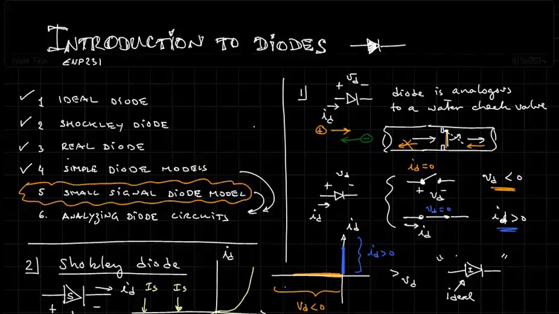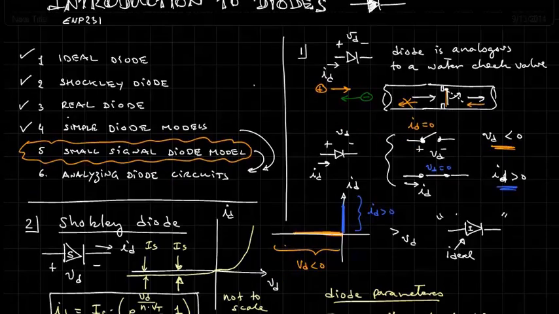It's assumed that you already are familiar with the Shockley diode equation. If not, go back and watch the first video in this series. So we'll be using the Shockley equation to develop the small signal model.